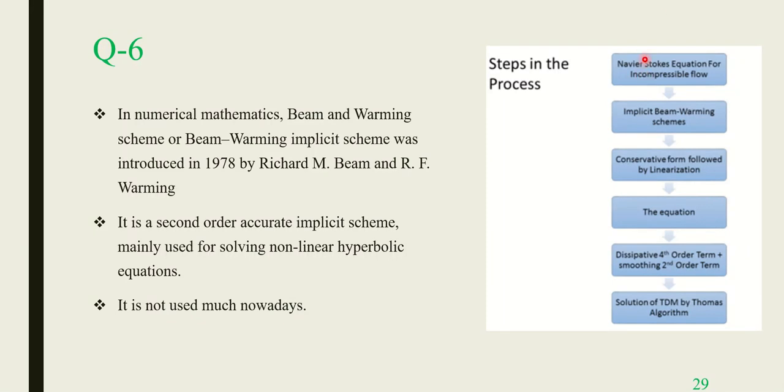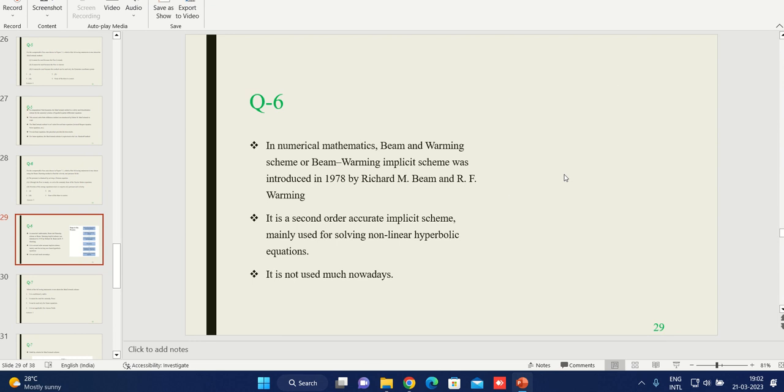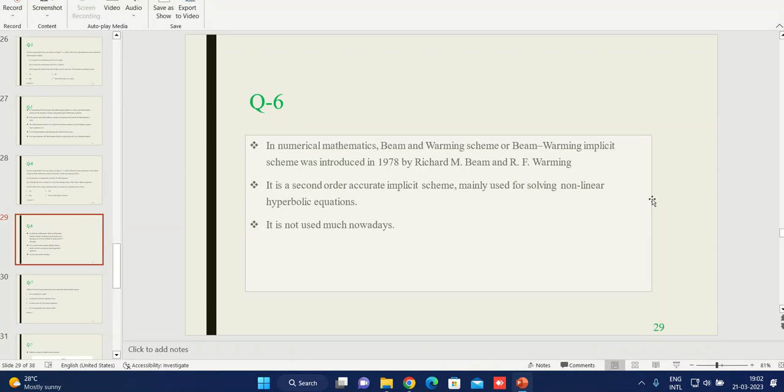We have the Navier-Stokes equation for compressible flow, and the implicit Beam-Warming scheme, and we would be using the conservative form. This one is given for compressible flows, so we'll just remove that and we'll expand it.